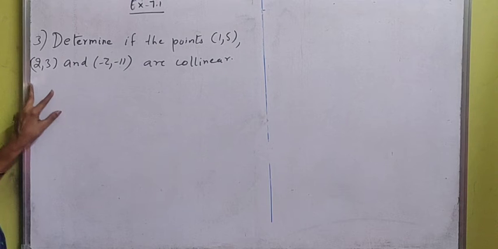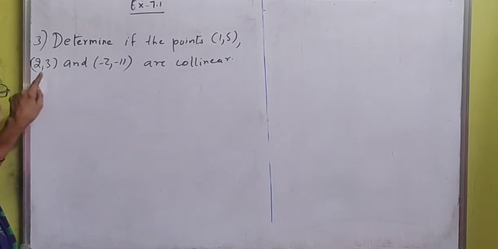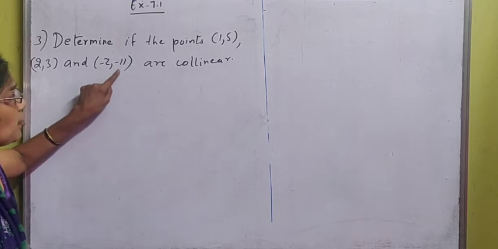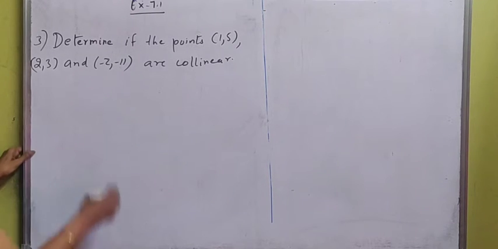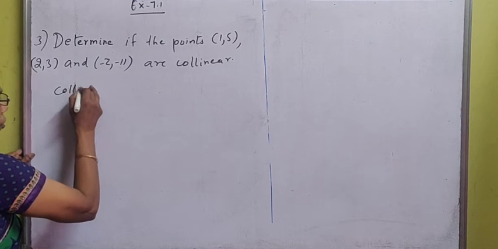Now you can see the third sum that is given. Determine if the points 1, 5, 2, 3, minus 2, minus 11 are collinear. First let us try to understand what is meant by collinear.